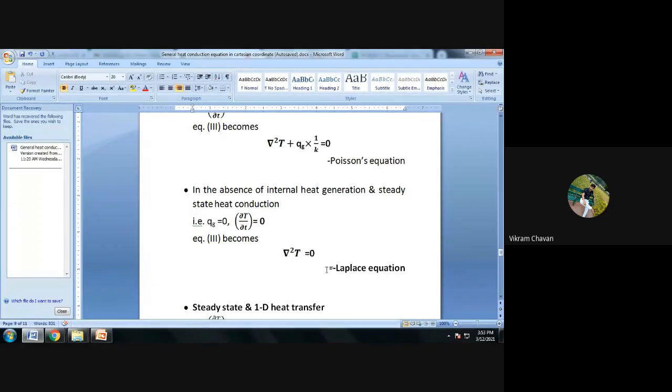So you can modify this equation and write it in general format as ∂²T/∂x² plus ∂²T/∂y² plus ∂²T/∂z² is equal to 0. So in this format also you can write this equation.